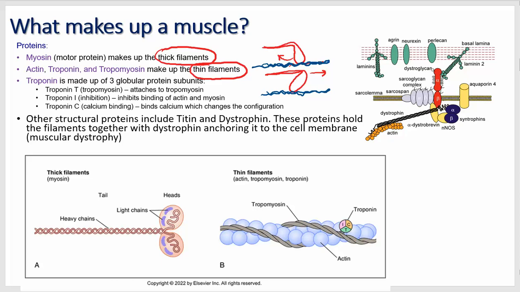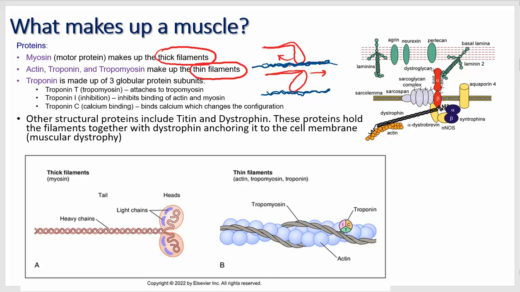So the thin filament is made of actin, which is this chain that I just drew there. So it's actin, and then on that actin it has something called troponin and something called tropomyosin. And together those make up the thin filament. So let's talk about troponin.